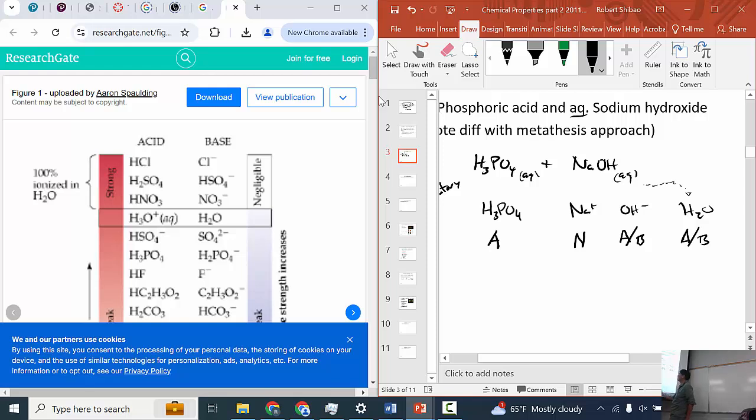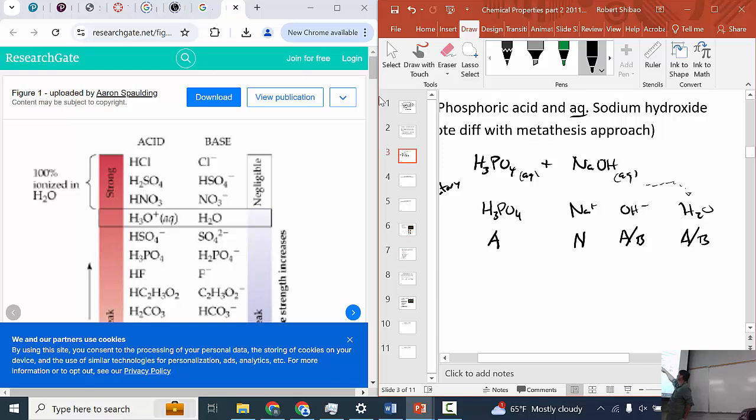Okay, but we only have two things that can accept a proton. Phosphoric acid doesn't want another proton. If phosphoric acid gains a proton, it forms H4PO4 with a positive charge. It's going to be unstable. Sodium ions don't want a proton. What would form is an NaH2+ cation. That's not going to happen.